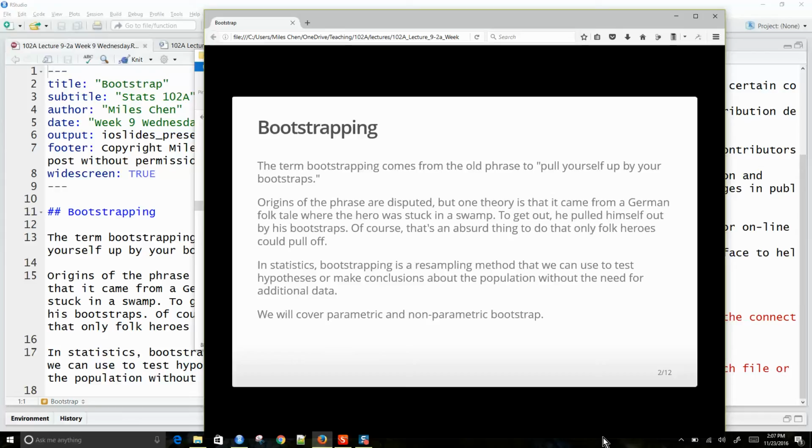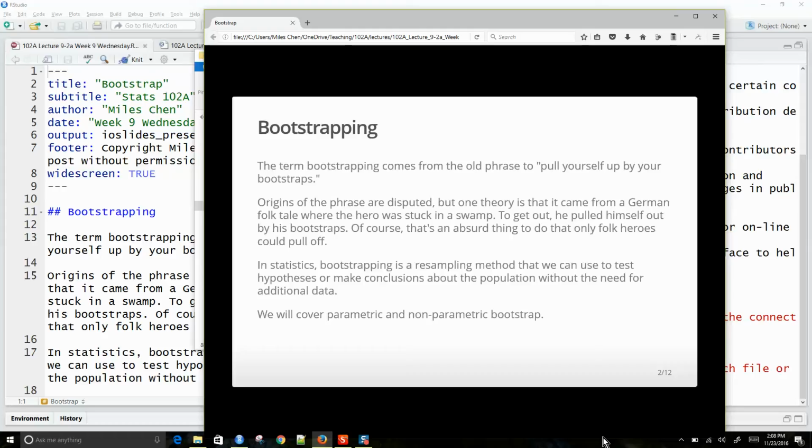And of course that's an absurd thing to do, and it only works if you're a folk hero. For a long time it was used to just refer to doing something absurd to try to help your situation out. But somehow it has taken on the meaning that you work really hard and now you can fix everything. And maybe that's kind of a corruption of the original thing. The original thing was like, you're working so hard, but you're not going to achieve anything because you're trying to do something impossible here.